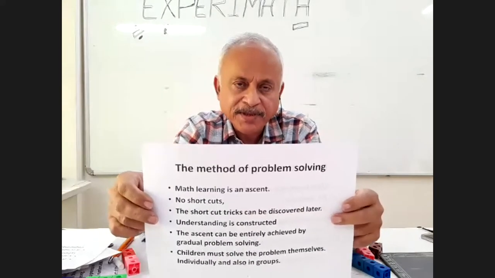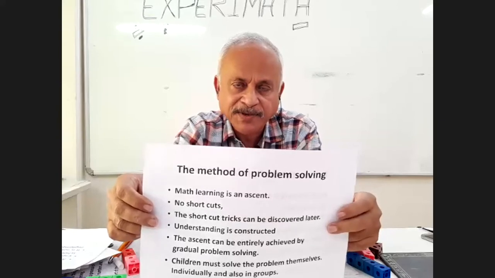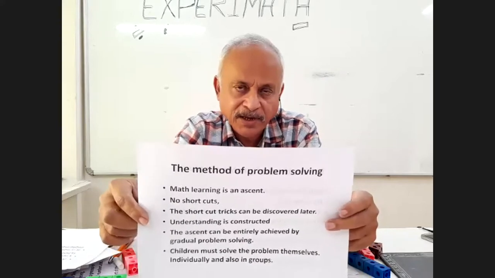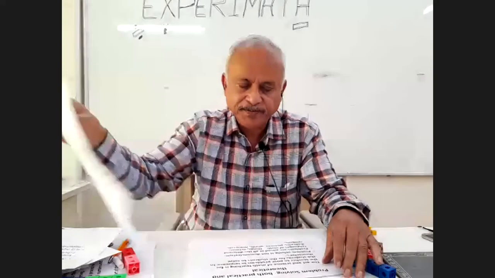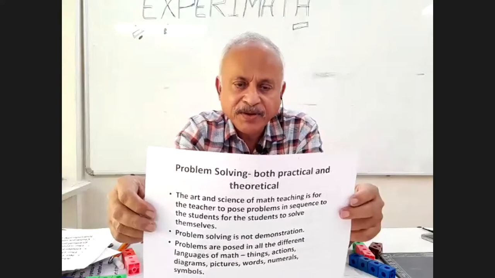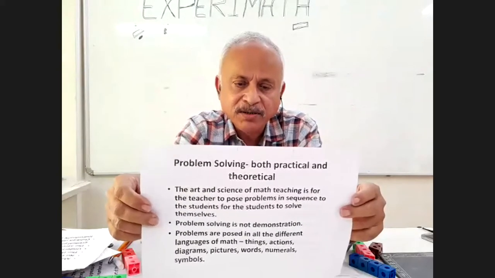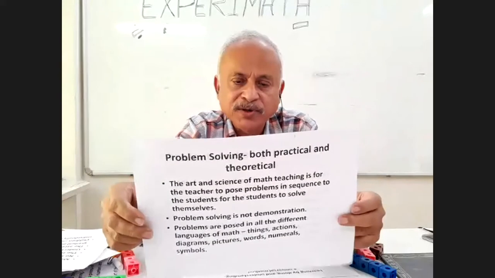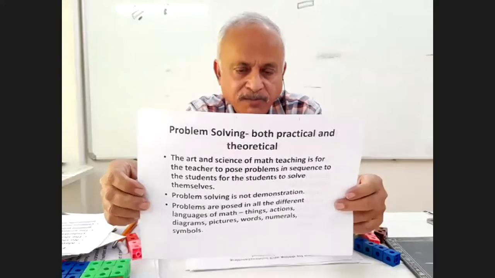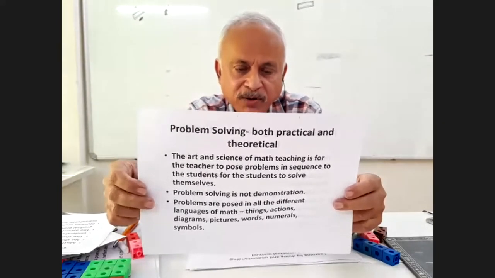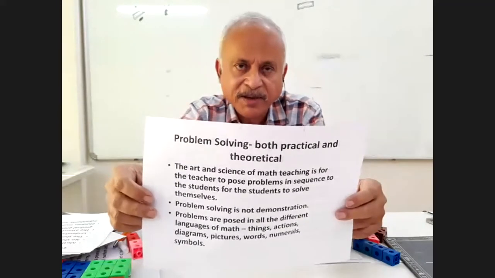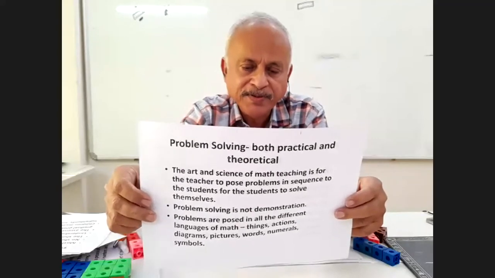But what is important is that children must solve the problems themselves. It's not that the teacher demonstrates to the student how to solve the problem. They can do so individually and also in groups. So the art and science of math teaching is for the teacher to pose problems in sequence for the students to solve themselves. Repeat, problem solving is not demonstration. And problems are posed in all the different languages of math: things, actions, diagrams, pictures, words, numerals, symbols.